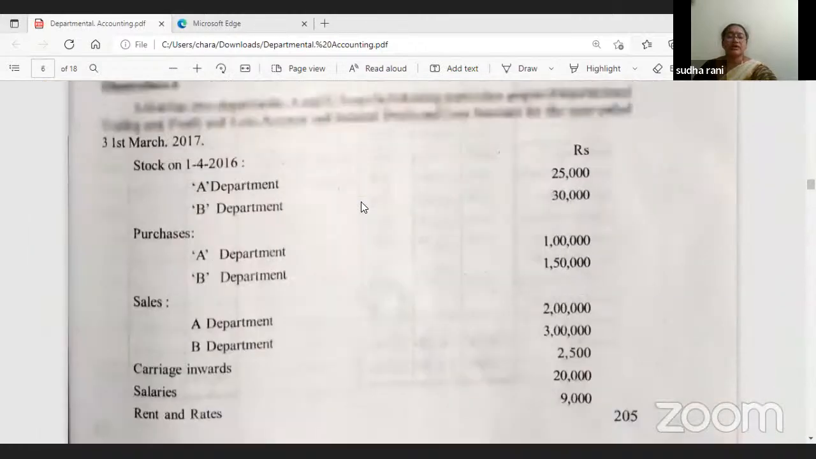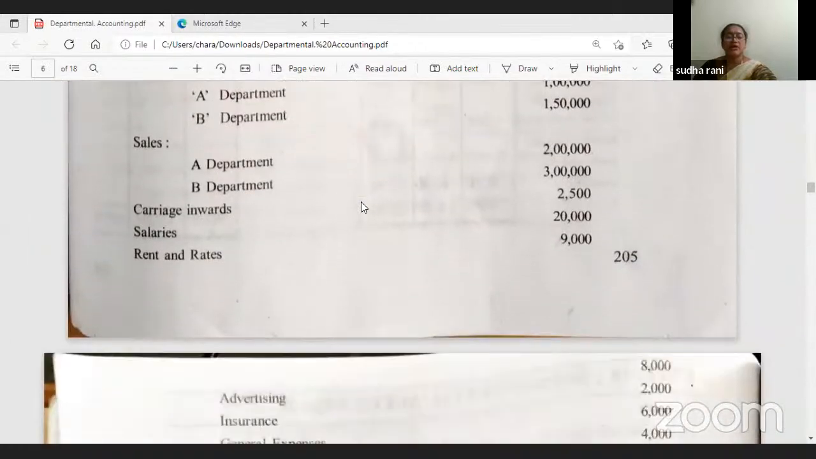The next, what are the items that come in the trading account? You are supposed to identify, because you already have worked out the final account sums. So you need to identify these trading account items. So what is carriage inward? Carriage inward comes in trading account. So what is the amount of carriage inward? 2,500. On what basis do you divide?